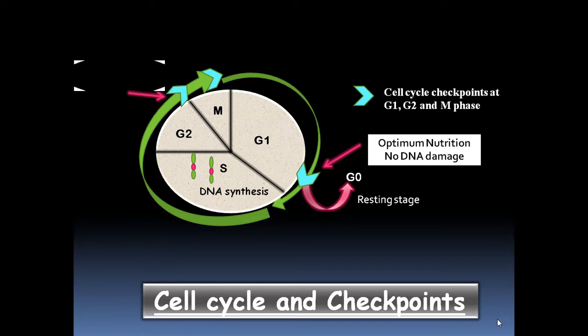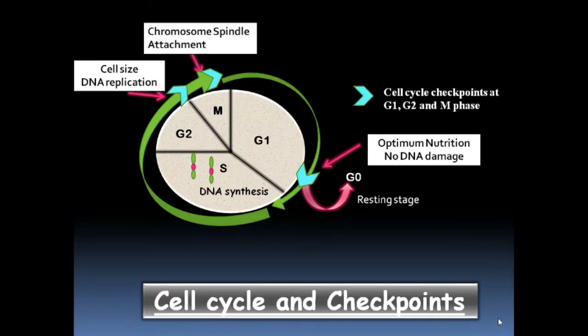And in the G2 checkpoint, again, the process of DNA replication has to be complete along with the appropriate cell size. If any damage to the DNA is there, or if some mistake is there, it has to be rectified and repaired before the cell moves into the next phase, that is the M phase.